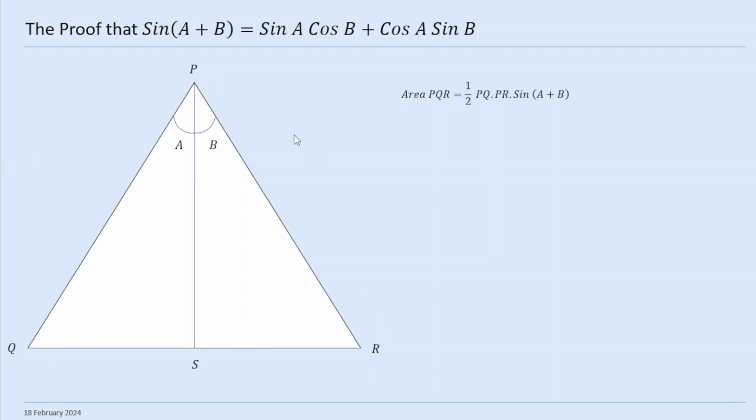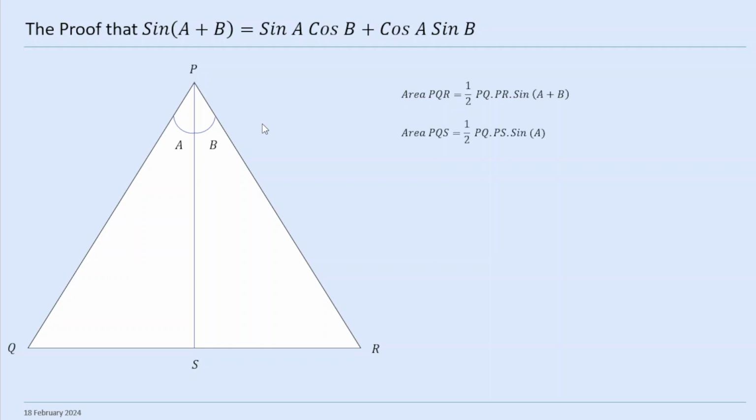So Andy's concept is this: you start with a triangle PQR, and it's made up of two triangles, PQS and PSR. And you start with the formula for the area of that triangle. So the area is a half PQ times PR times the sine of the included angle, A plus B. That is a standard formula for the area of a triangle.